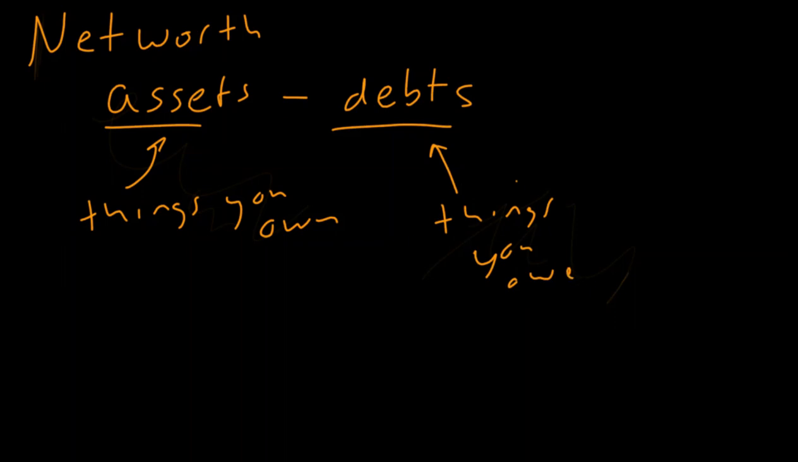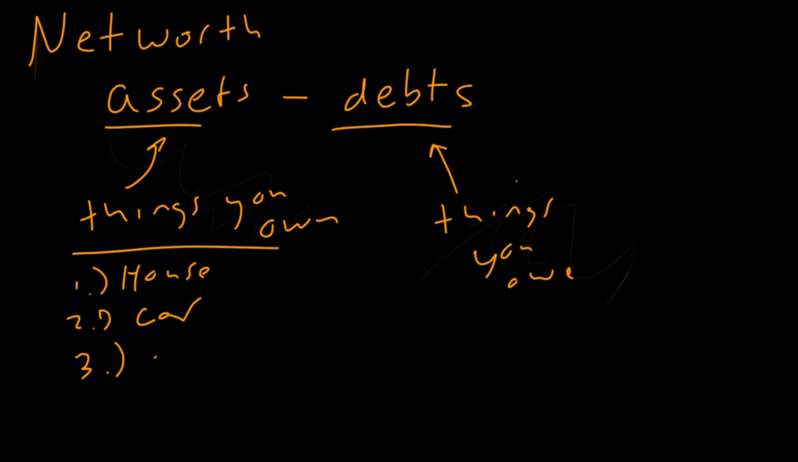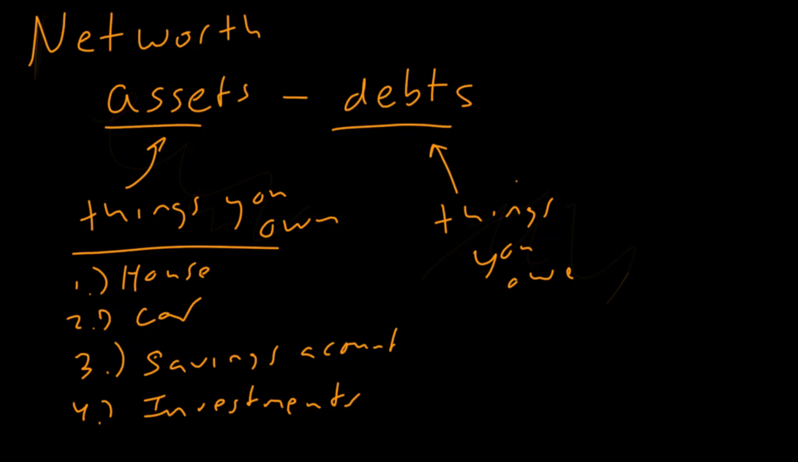So, for example, let's say you own a house, and let's say you own your car outright. At that point, it's an asset. Let's say you have money in the bank, so let's call that a savings account. And let's say you have investments, so you have some sort of stocks, bonds, mutual funds. Okay? However much that adds up to, that is your amount of assets in this world, minus your debts.